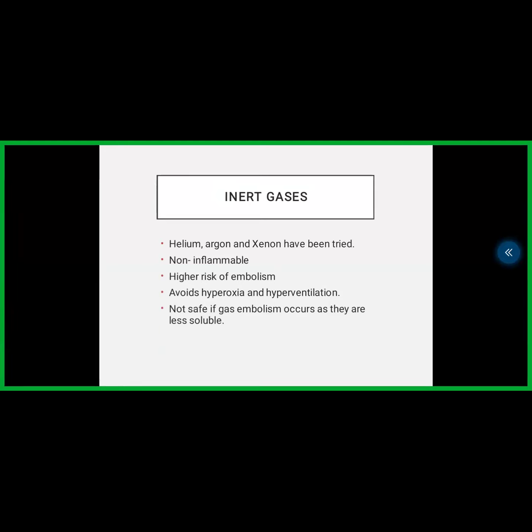Inert gases like helium, argon, and xenon have also been tried. They are non-inflammable. But one of the drawbacks is that it's not safe if gas embolism occurs, as they are not that soluble, and apart from that, they are also expensive.